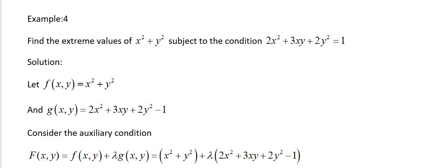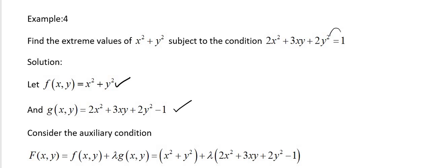Find the extreme values of x² + y² subject to the condition 2x² + 3xy + 2y² = 1. Solution. Consider f(x, y) = x² + y² and g(x, y) = 2x² + 3xy + 2y² − 1. Plus 1 becomes minus 1.